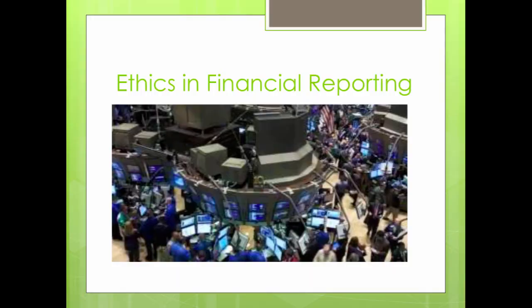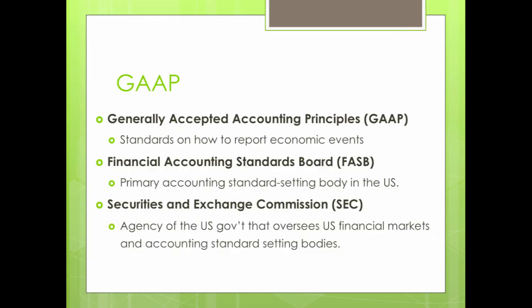Okay, that's another good video that summarizes what the Sarbanes-Oxley Act is. As stated in the YouTube video, we have Generally Accepted Accounting Principles, also known as GAAP, which are standards that indicate how to report economic accounting events. Now, the Financial Accounting Standards Board, known as FASB, develops the accounting standards and is the primary accounting standard setting body in the U.S.